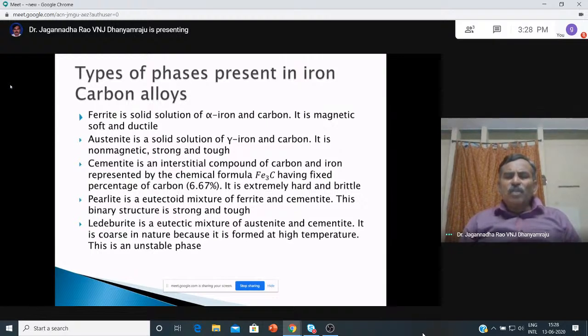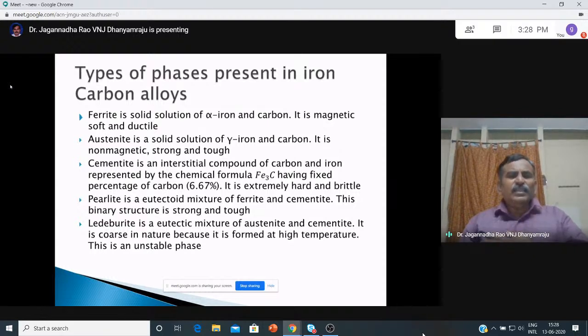So this binary mixture, pearlite, is both soft and hard, because cementite is hard. The combination of softness and hardness in a layer by layer manner, just like a fingerprint structure, makes it strong and tough. So that is why normally when the requirement is toughness and strength, one has to go for pearlite.